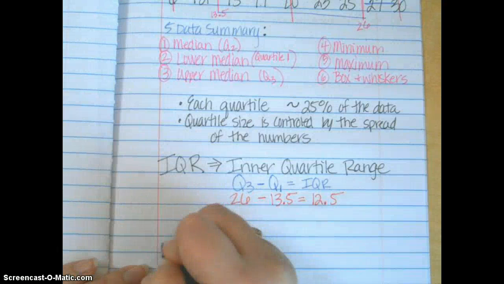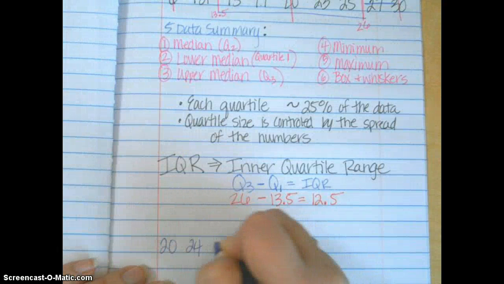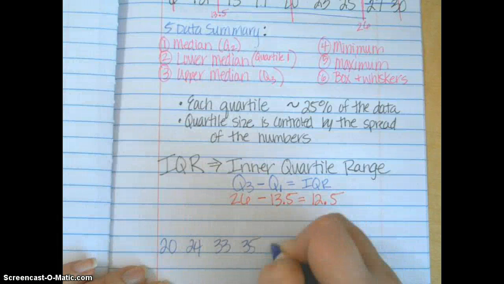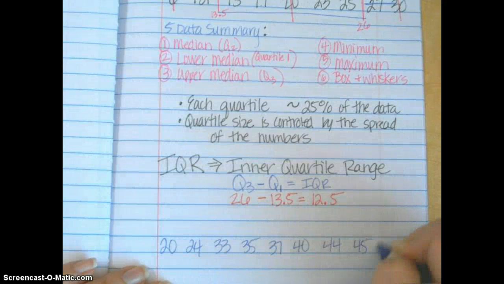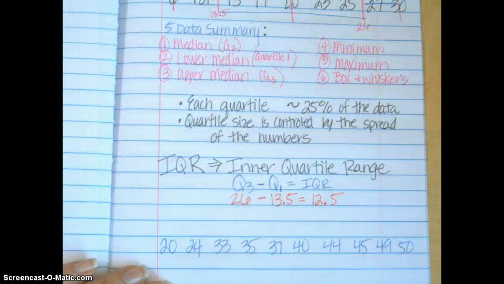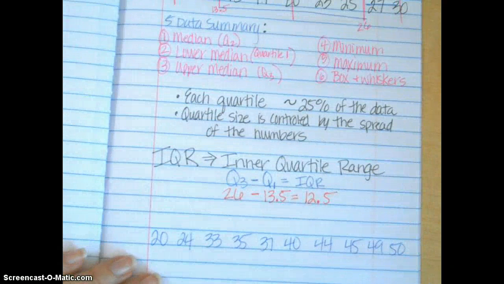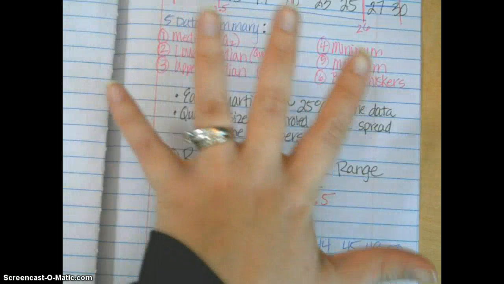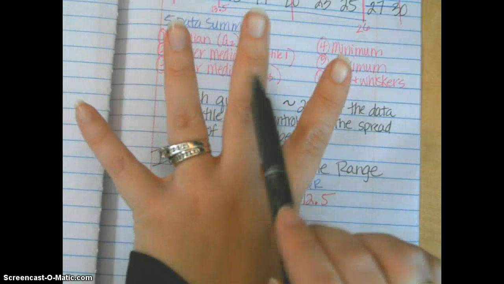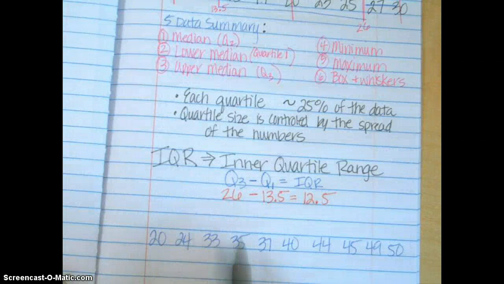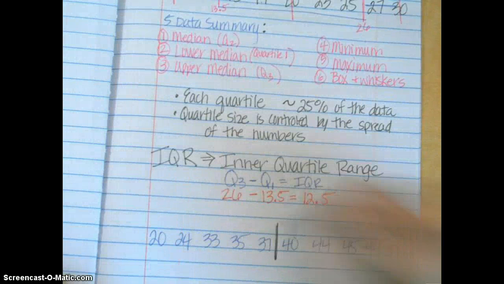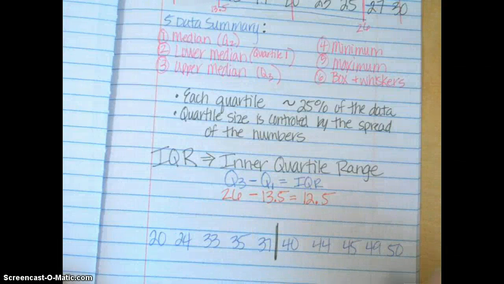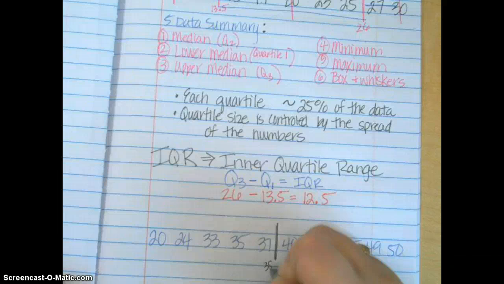So here's a set of numbers. 20, 24, 33, 35, 37, 40, 44, 45, 49, 50. Remember, you can always pause it. First, the 5 number summary. I think about it as my hands. I'm starting from the inside out. I want the middle, the median. So if there's 1, 2, 3, 4, 5, 6, 7, 8, 9, 10, there should be 5 on one side, 5 on the other. There's my median. So I have 38 and 39, so it's going to be 38 and a half.